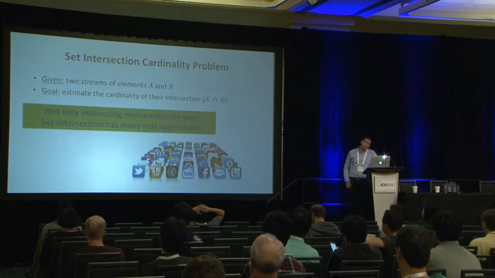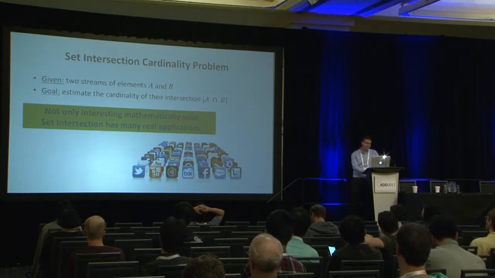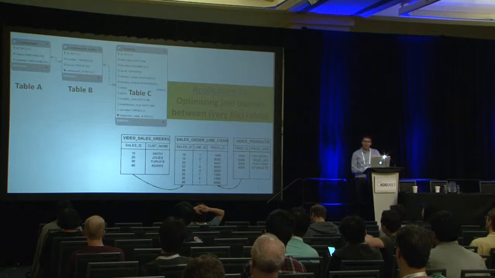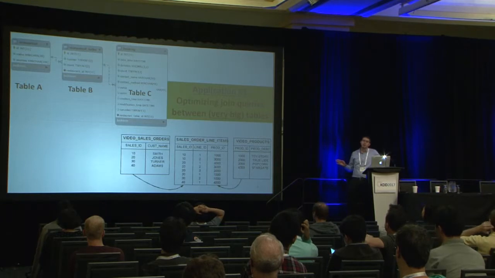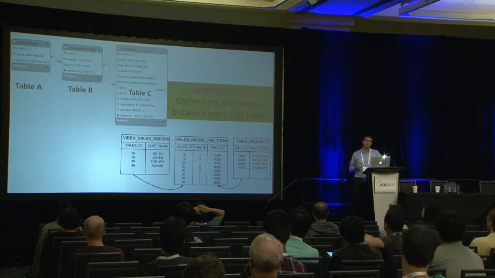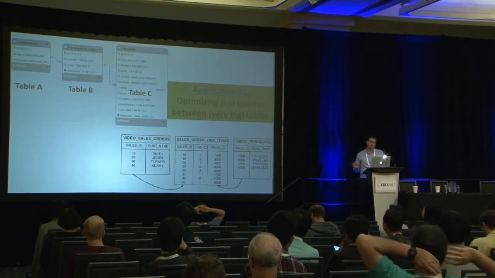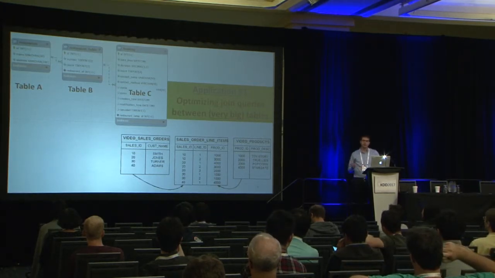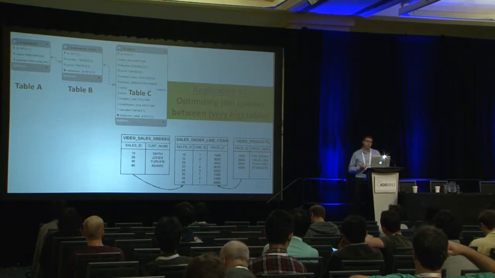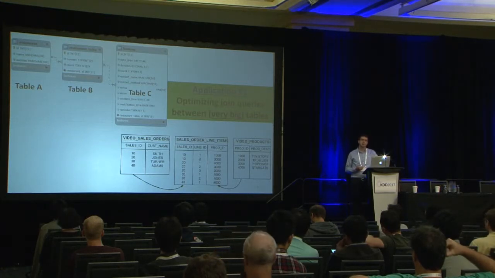This problem is very interesting mathematically, but not only that. It has many real applications. For example, optimizing join queries between very big tables. Should we first join tables A and B, or tables B and C, or maybe joining tables A and C first is most efficient? This decision is made by the query optimizer, which estimates the set intersection cardinality of each two tables in the join query, and decides to begin with the pair of tables whose set intersection cardinality is the smallest, in order to optimize the query execution.